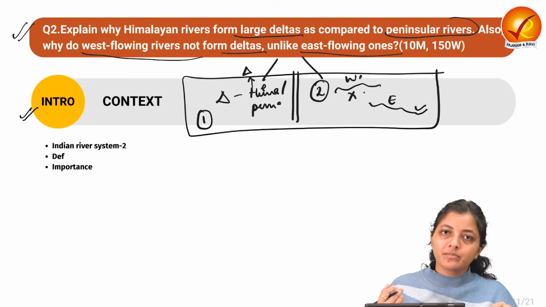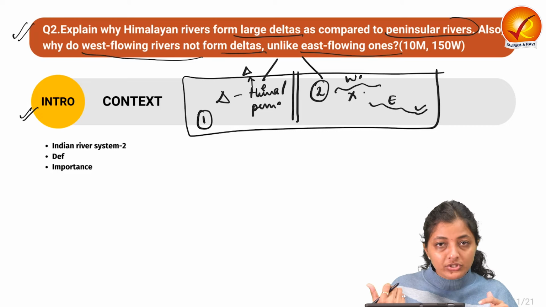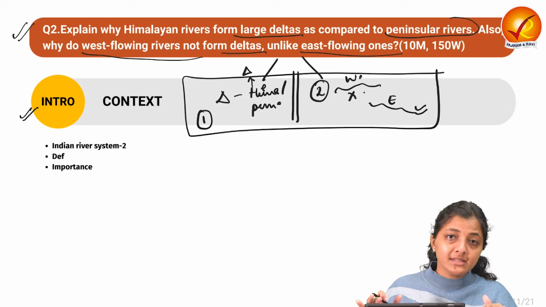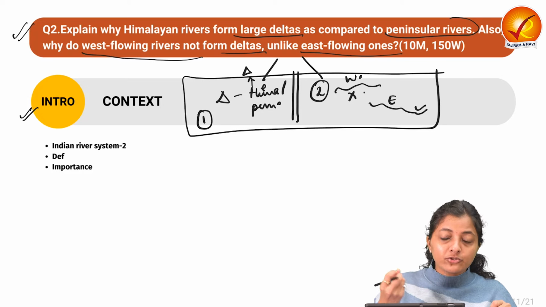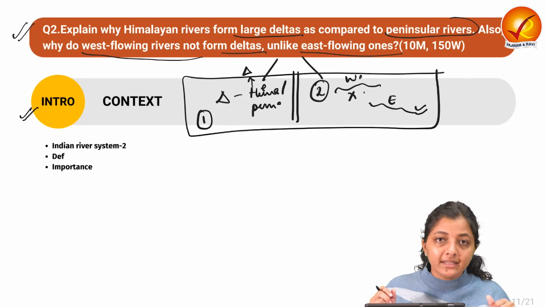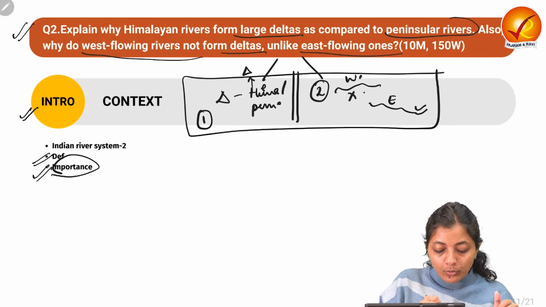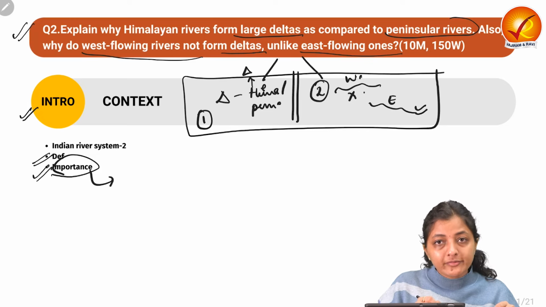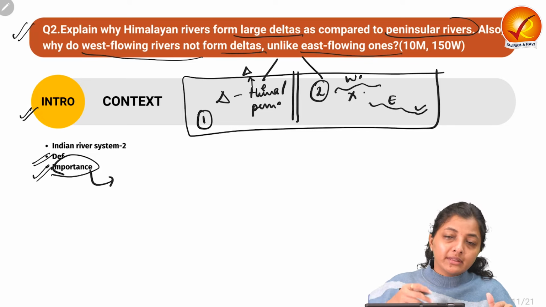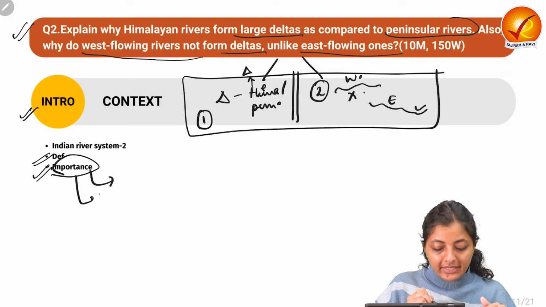There are multiple ways. First, you can write the definition of a delta: a delta is a depositional landform, or a low-lying plain, that is created when a river meets a larger water body like the sea or the ocean. You can also give some importance of deltas, their fertility, for example the Sundarbans delta and mangrove formation, different types of flora and fauna, and their habitation in this region.